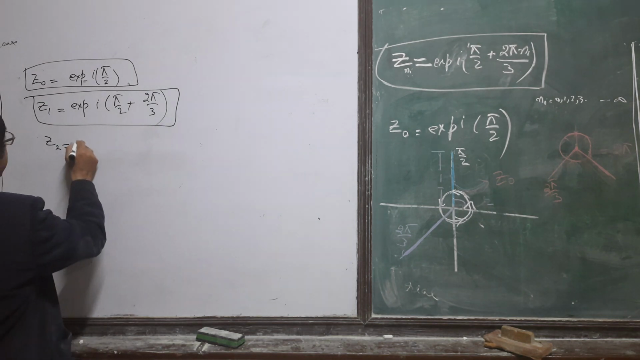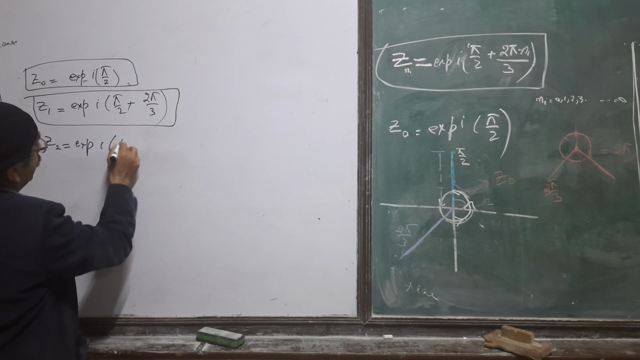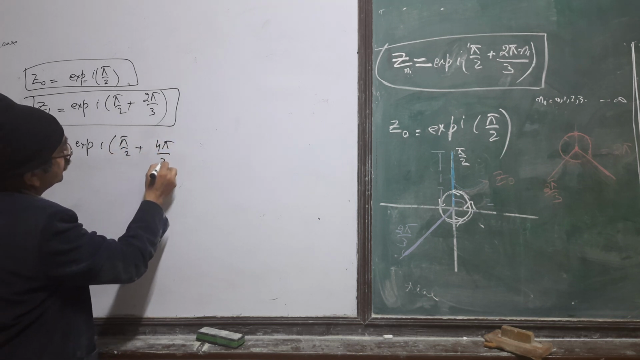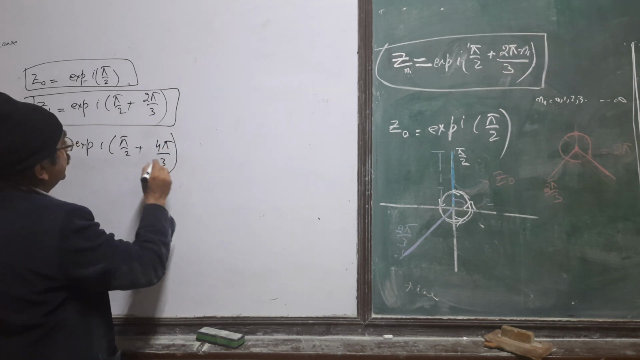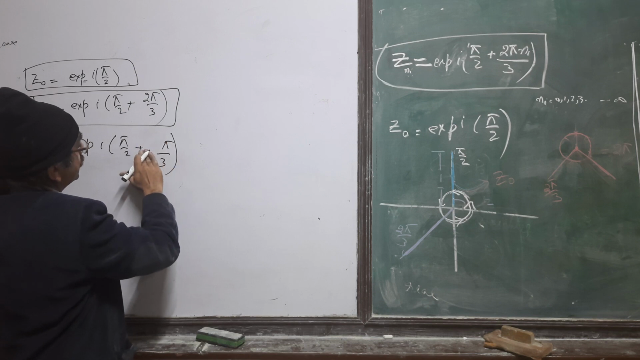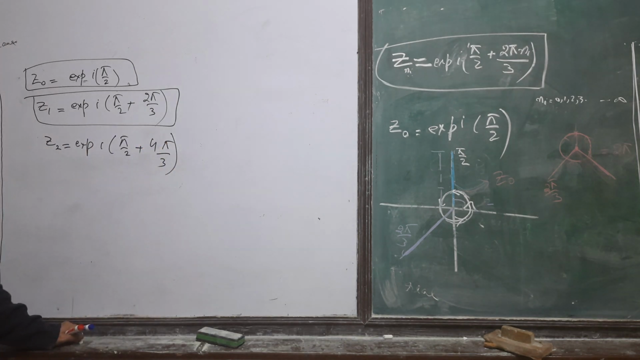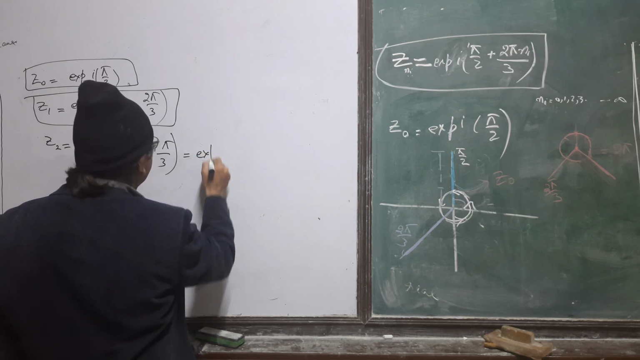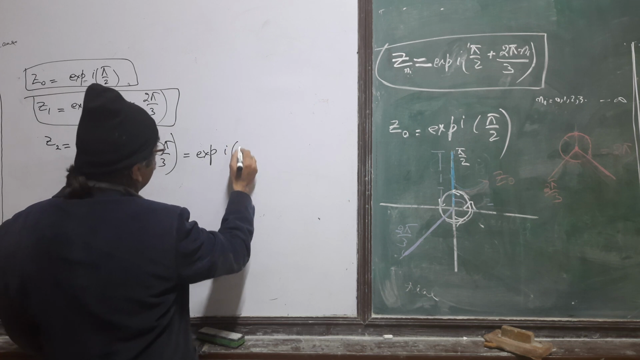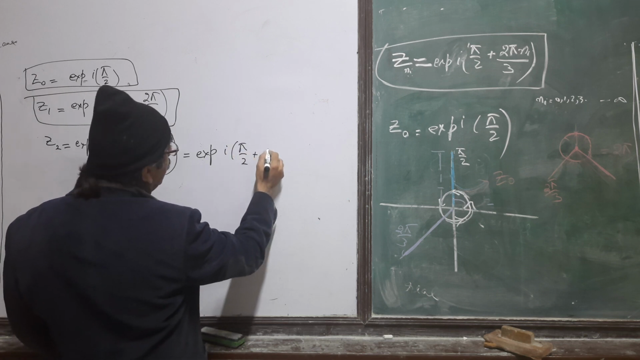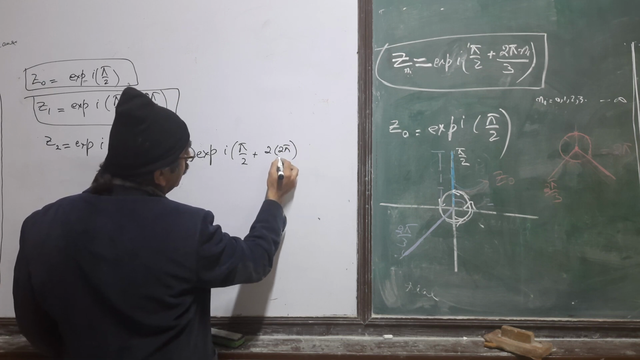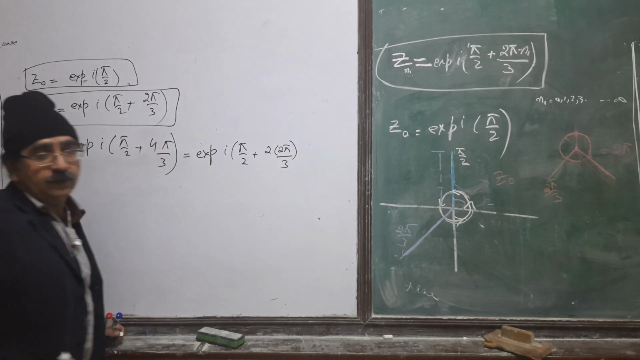And that third root will be exponential of i(pi by 2 plus 4 pi by 3). This is 4 pi by 3. And this may be written in this way: exponential i(pi by 2 plus 2 into 2 pi by 3). You may write in this way.